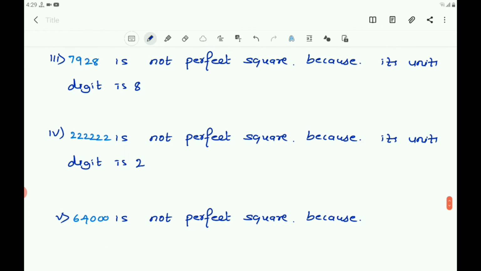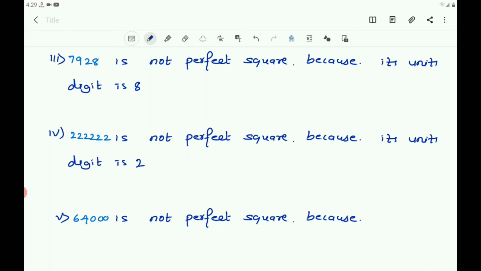Next one is 64,000. 64,000 is not a perfect square even though it has 0 in the unit place. Here 3 zeros are there. It must be 2 zeros or 4 zeros. A square number has an even number of zeros. Here there are 3, so definitely it is not a perfect square.